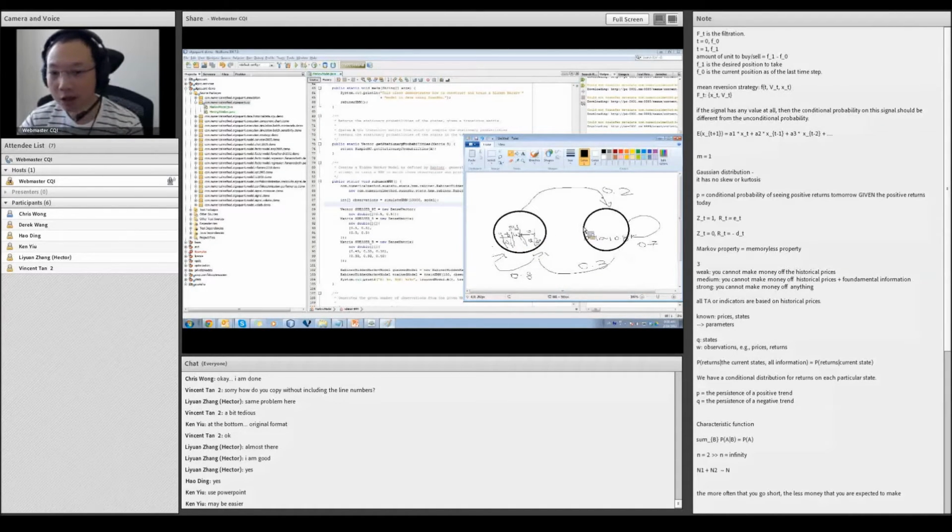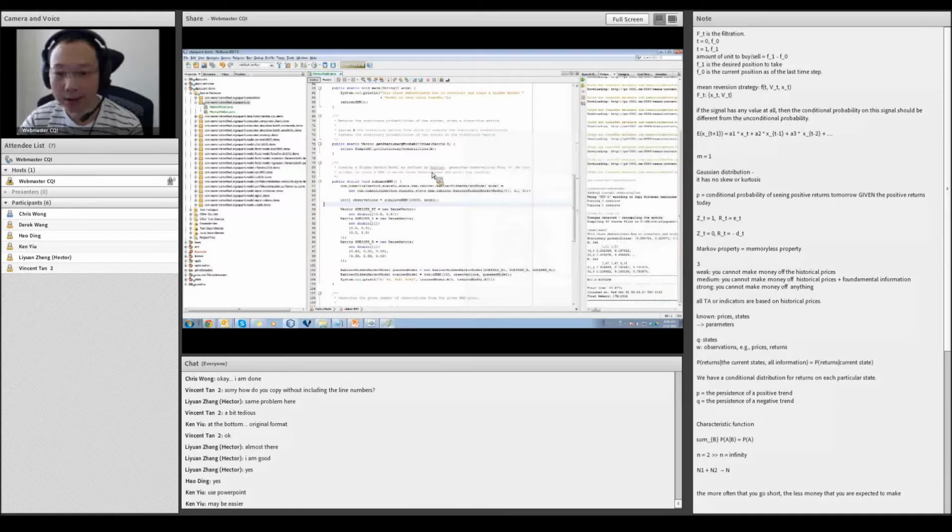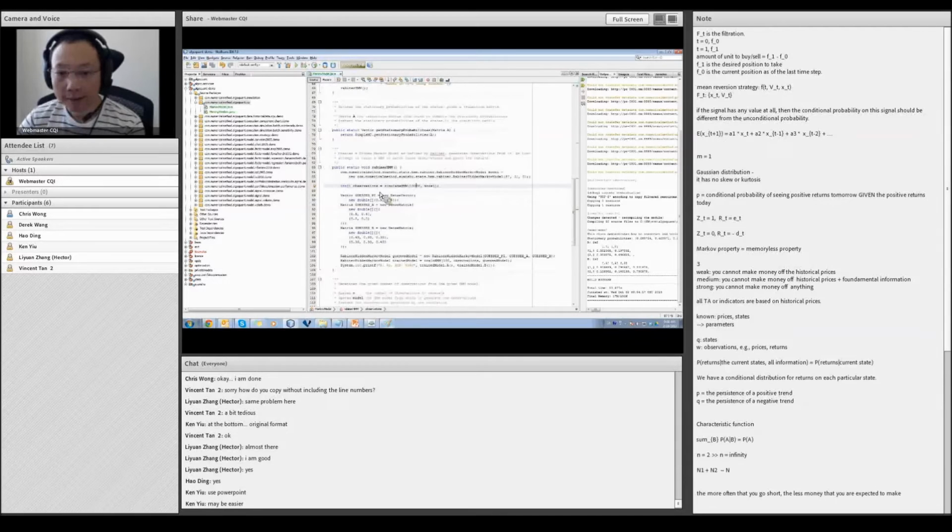So one way that you can see it is, first of all, you put a breakpoint here, just the line after the observation, and then you do debug, and then you can see the observations of this hidden Markov chain. Now you move your mouse over here, you can expand it.